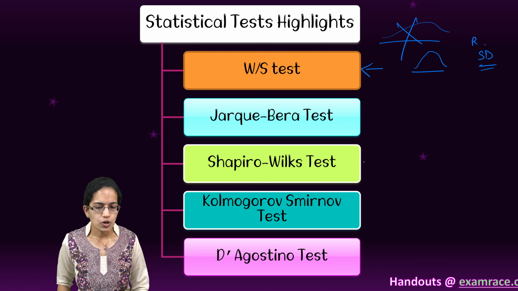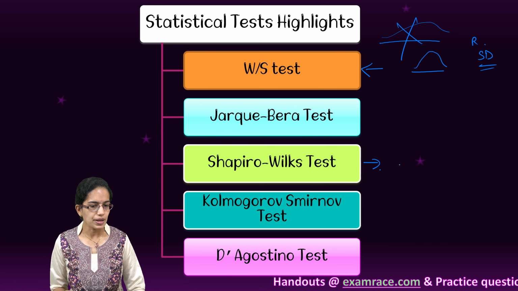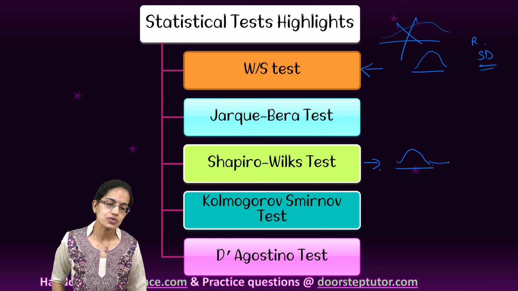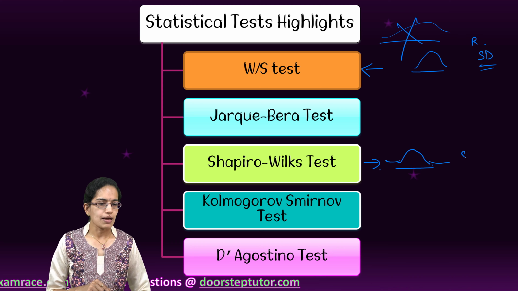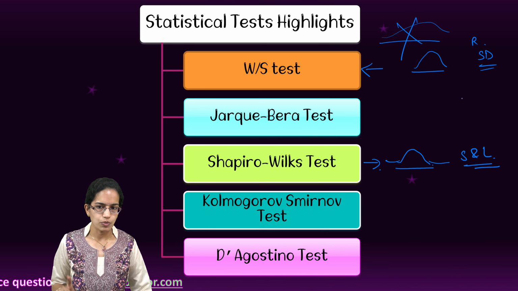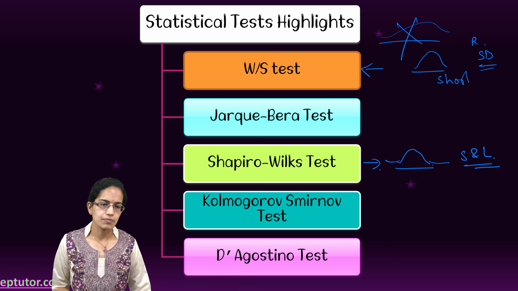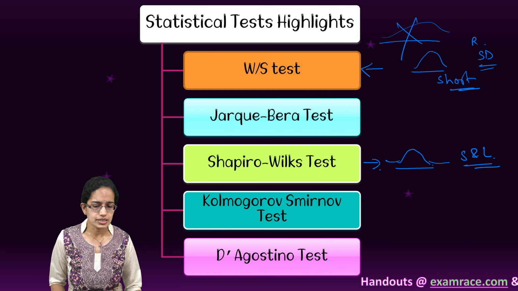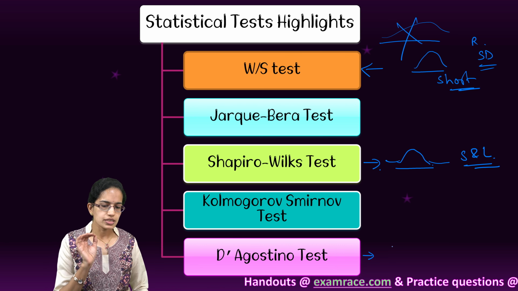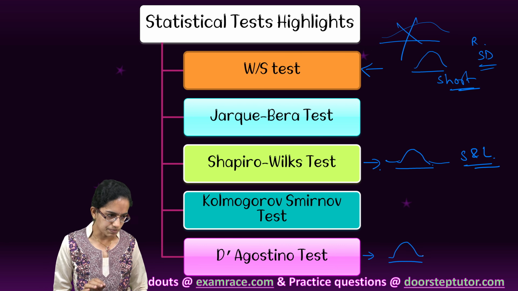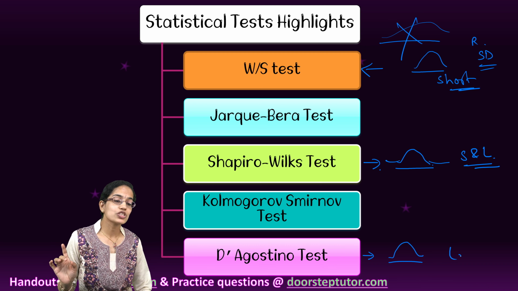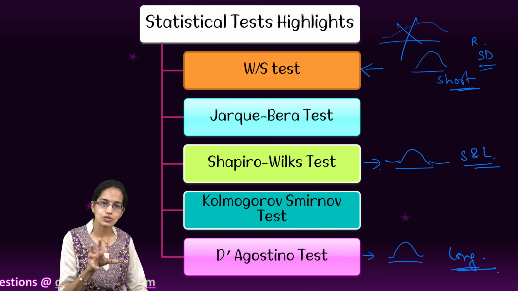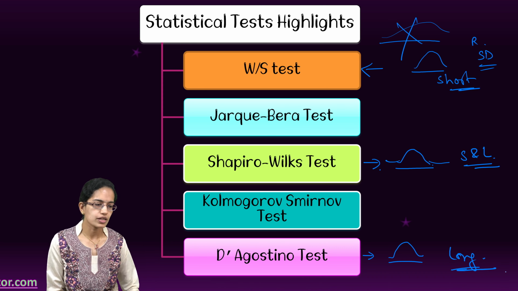The next is Shapiro-Wilks test. Shapiro-Wilks test is applied again with symmetrical short data, but it is also applicable if the long tail data is there. So it's applicable with short and long tail data both. WS test applicable only with short-tailed data. D'Agostino is the departure from normality. So it is again powerful when the data is symmetrical in nature and the distribution is long-tail. In case of short-tail distribution, D'Agostino test would not work well.